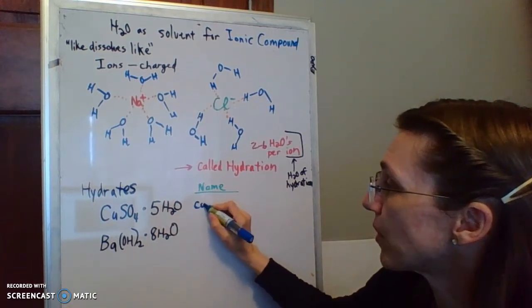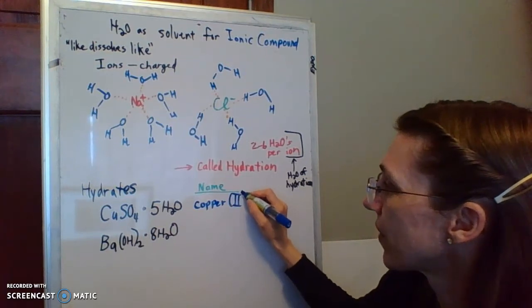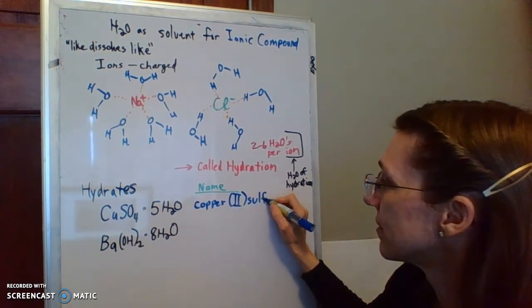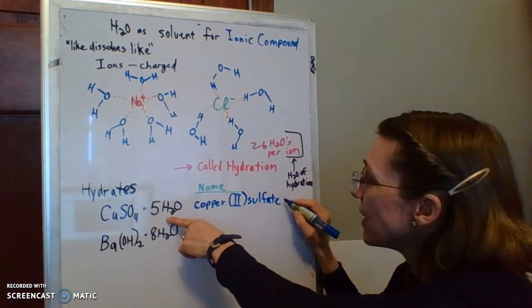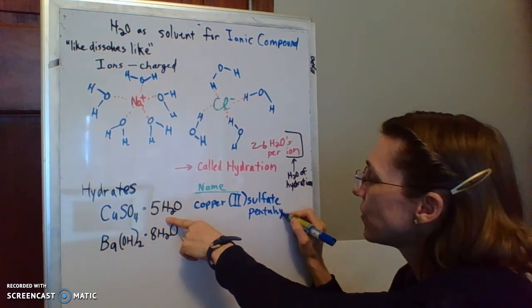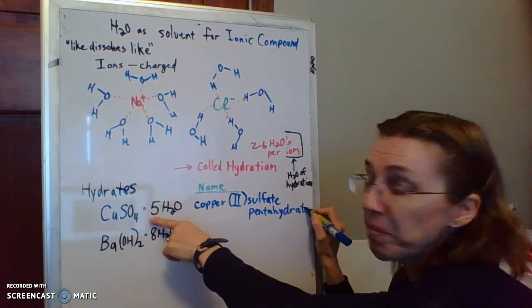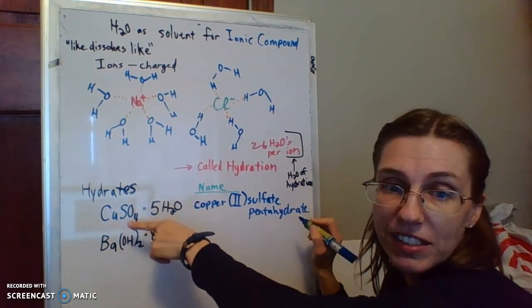So this is copper 2 sulfate. We're not done yet, because we've got to add this part. It's pentahydrate. Penta meaning 5, hydrate meaning that the waters are part of that crystal.